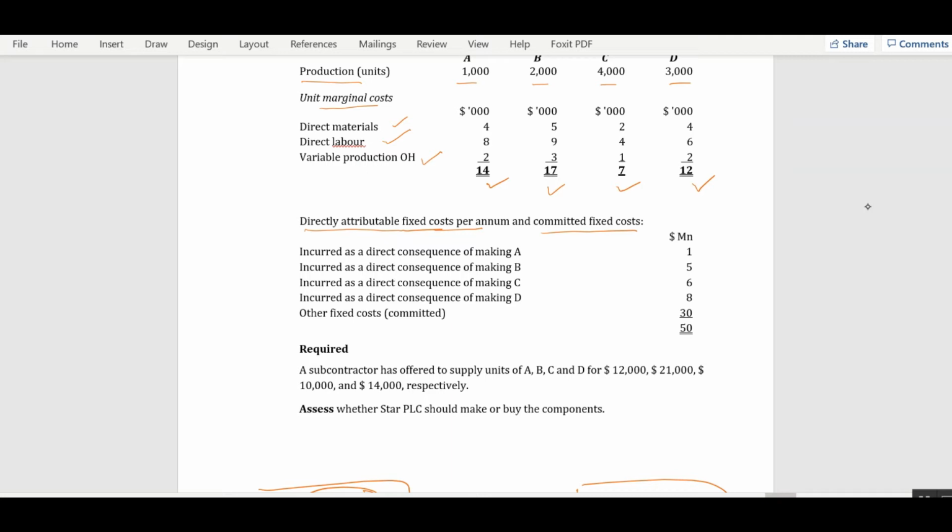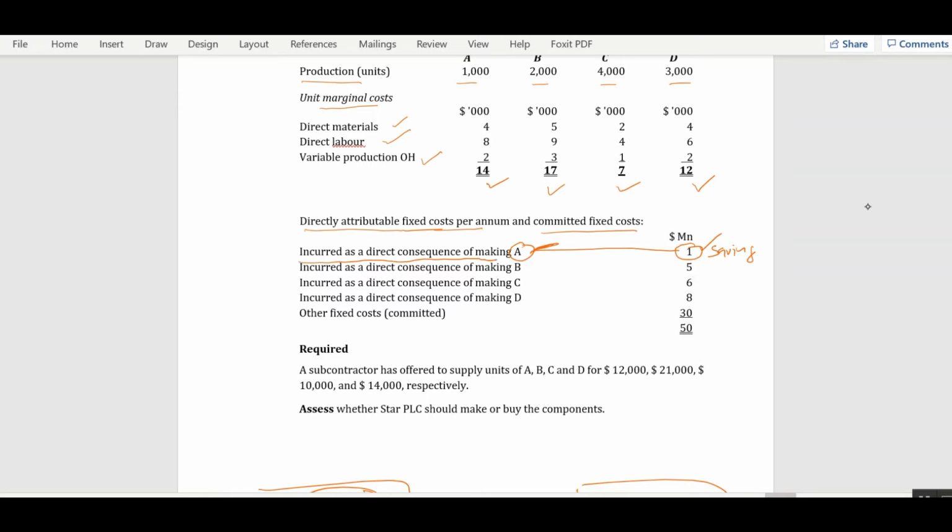Now incurred as a direct consequence of making A, 1 million. What does it mean? So if you produce this product A, you need to incur the cost of 1 million. So on the other hand, if you don't manufacture this product in-house, this will be a saving. Supposing if you decided to purchase this particular product A from outside, this cost can be saved because this cost is incurred as a direct consequence of making the product A.